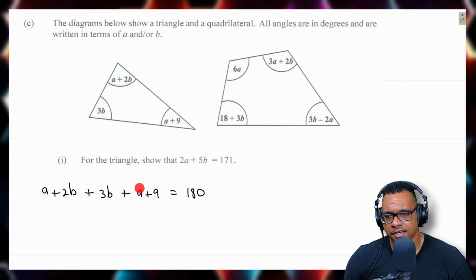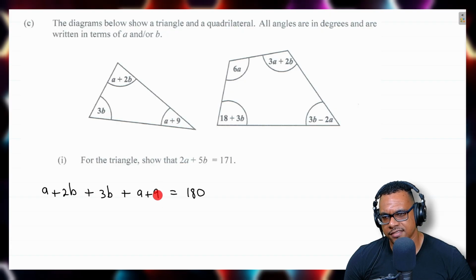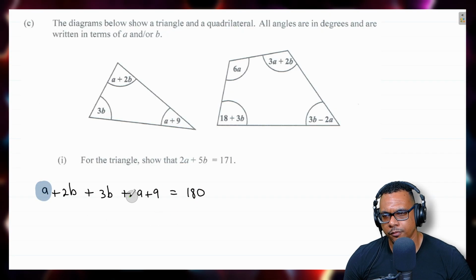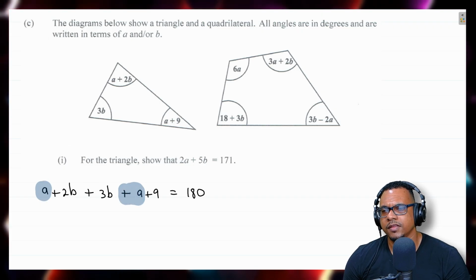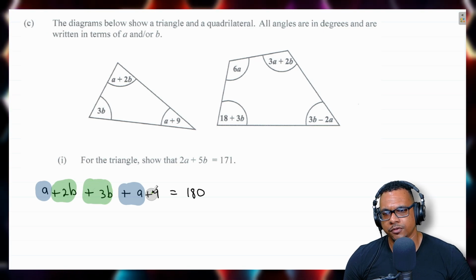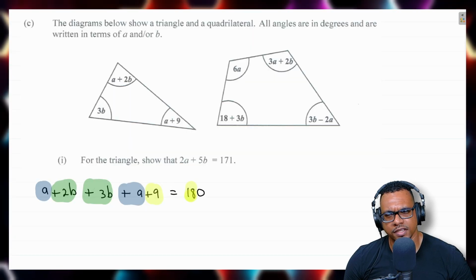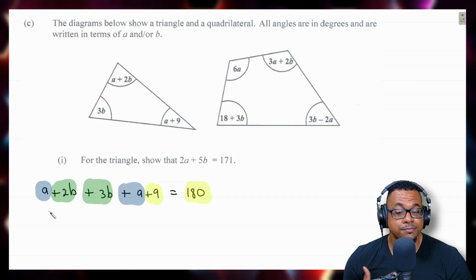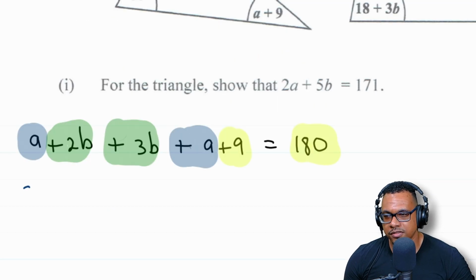So I have the A's here, I have the B's here, and I have this 9 as a constant, put this 180 as a constant as well. So we have the A with this positive A. Then we have the positive 2B with this positive 3B. And of course we have the positive 9 with this 180, positive 180. So writing the like terms together, remember the sign in front of the number is part of the number. So we have positive A with positive A. Then we have positive 2B with positive 3B.